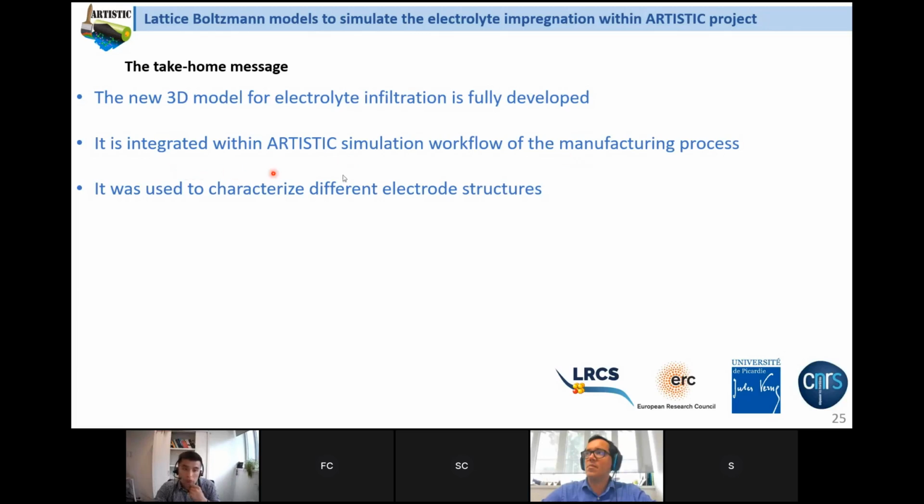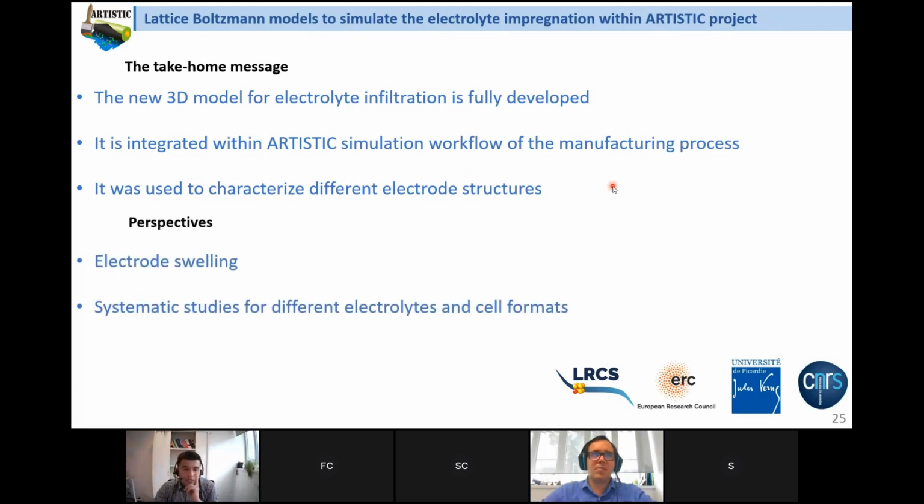And it was used to characterize different electrode structures. What are the perspectives? Now we have a model here, because when electrolyte goes inside the cell or inside the battery, we know that electrodes swell, especially the binder inside. So now we developed a model of electrode swelling after contact with the electrolyte. This work will come up soon.